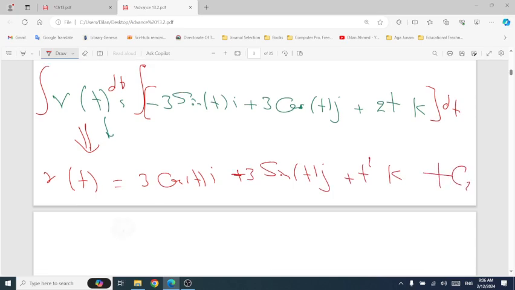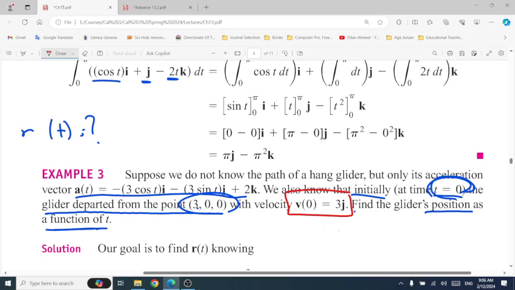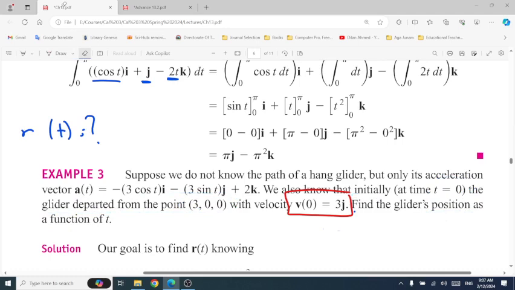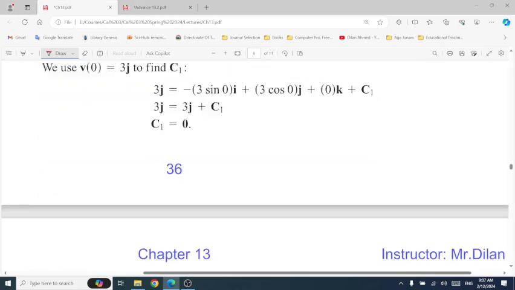Did I ask you about C2? No. So I want R(t) without C, right? Maybe C2 is something with i, something with j, something with k. So we need more information here. Where's the given information? Start point, right? You're right. And here's the given.